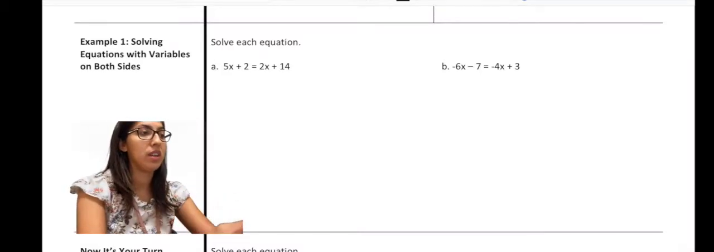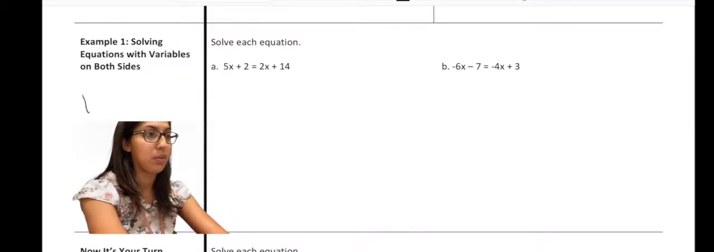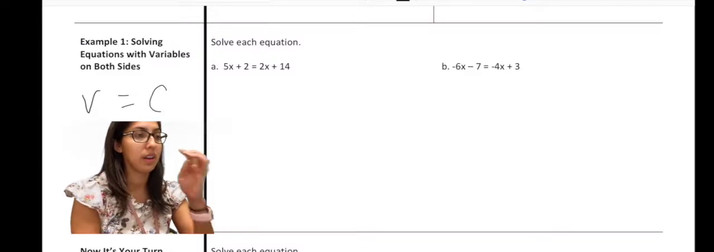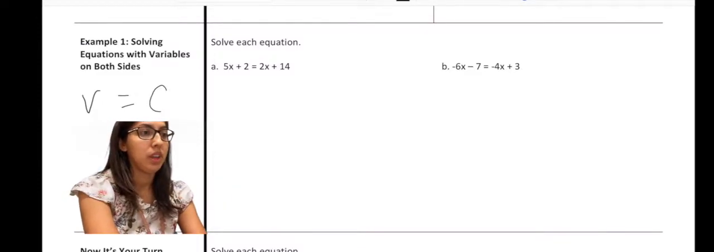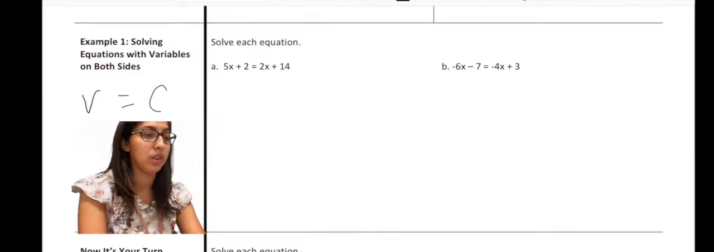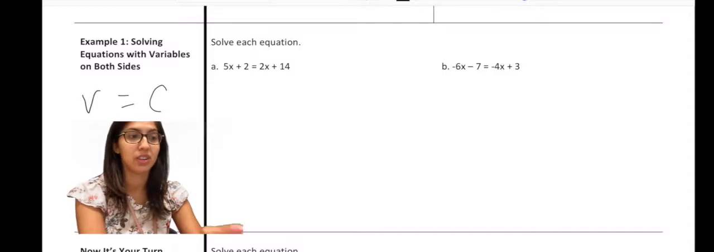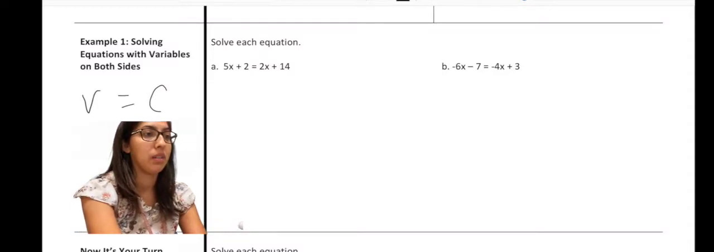So first thing, I want variables on this side and I want constants on the other side. So on problem A, I need this 2x over here and I need this plus 2 over here. So let's go ahead and move things around. I'm gonna start with the variables. You can start with the constants, you're gonna get the same answer. You can start with either one, but I'm gonna draw a wall.